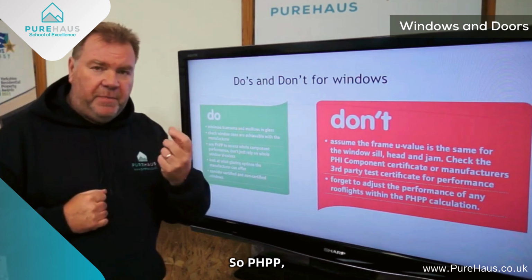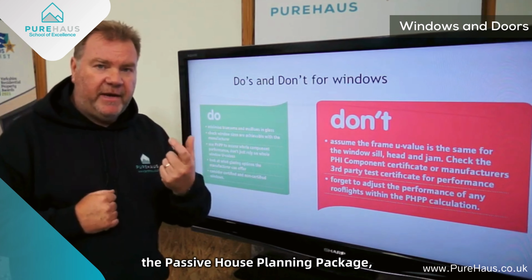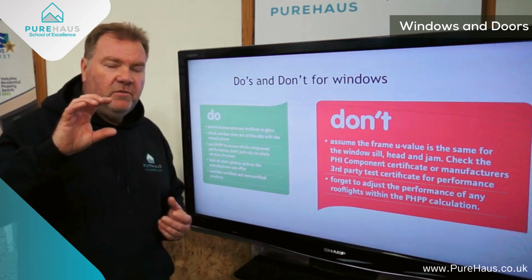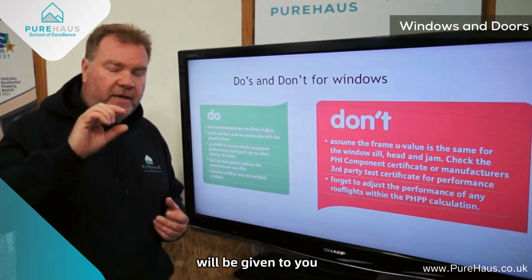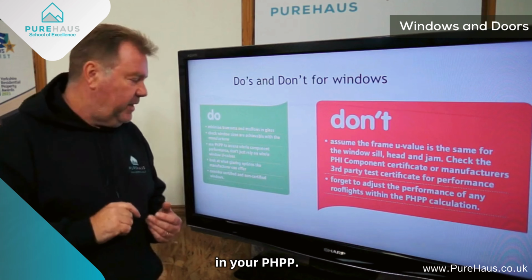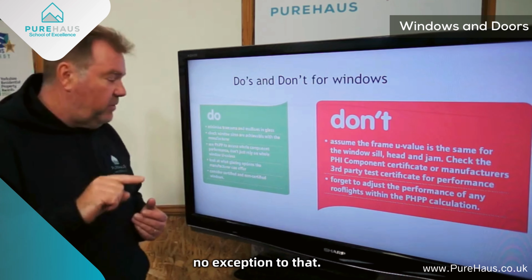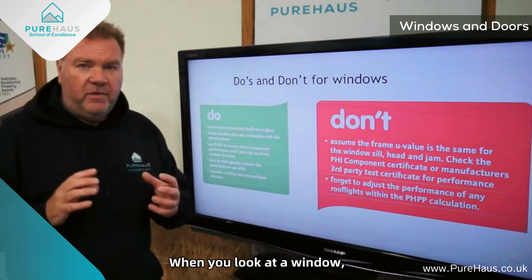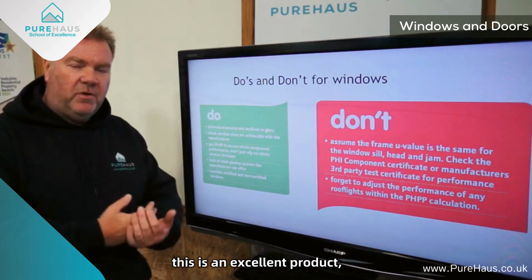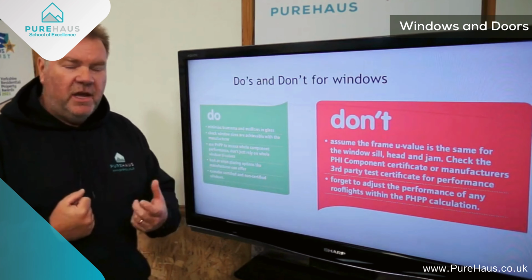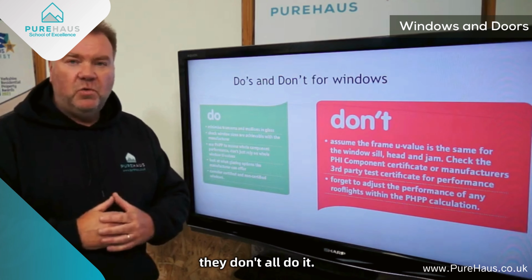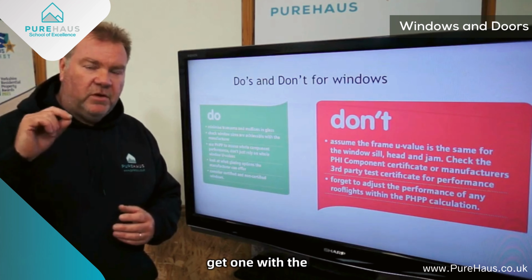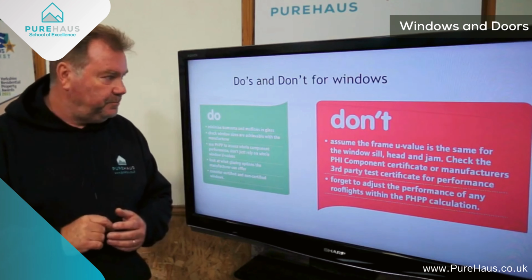So PHPP, the Passive House Planning Package, this is going to be a completely different lesson, but you need to know that what you need to achieve will be given to you in your PHPP, and your windows and doors are no exception to that. Certificates. When you look at a window, they might say this is an excellent product, this does that, this does this. Fact of the matter is, they don't all do it. If you're going for passive standard windows, get one with the correct certification on it.